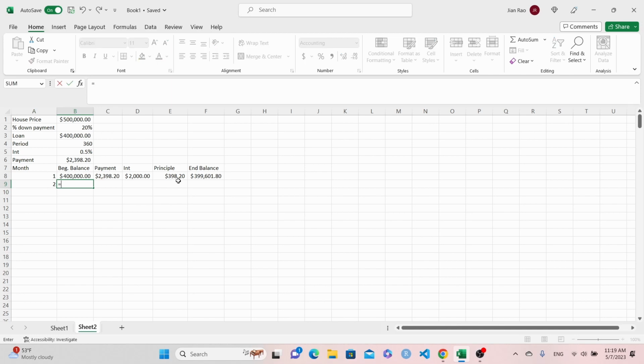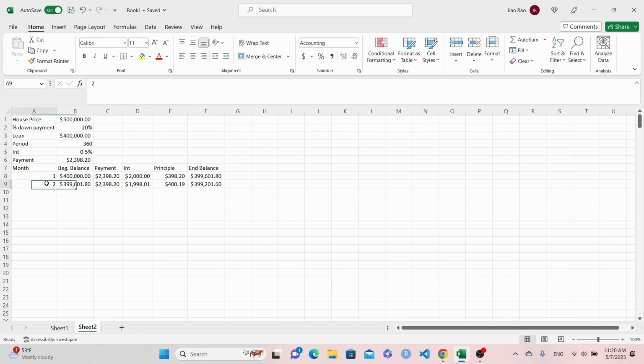For month two, it's the same calculation. The beginning balance is the ending balance from the prior month. And the payment is the same because it's a 30-year fixed loan. We don't want to calculate 360 times, right? So we want to use a function, and that's why I'm locking the cell. The interest is, again, the beginning balance times the interest rate. Also, we want to use a formula, so I'm locking the cell for the interest rate. The principal amount is the payment amount minus the interest. And the ending balance, again, is the beginning balance minus the principal, okay?